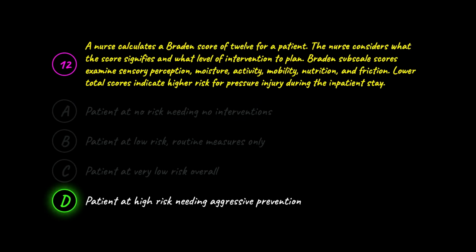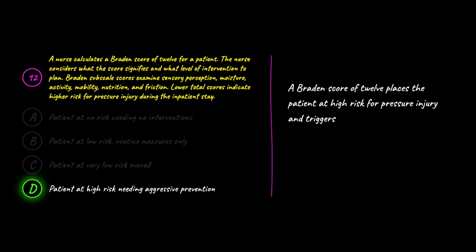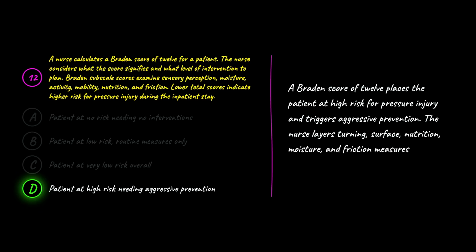The correct answer is D. Patient at high risk needing aggressive prevention. D is correct because a Braden score of 12 places the patient at high risk for pressure injury and triggers aggressive prevention. The nurse layers turning, surface, nutrition, moisture, and friction measures throughout the day on the unit.